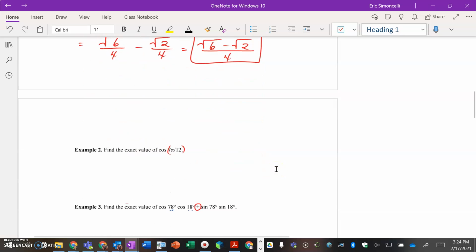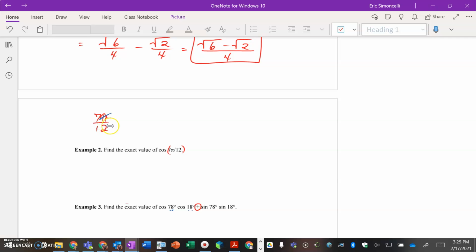All right, example 2. Find the exact value of the cosine of 7 pi over 12. So yet again, we're going to try to consider what this could be rewritten as, u plus v or u minus v. So 7 pi over 12, something to consider at first at least is what would this actually look like in degree form, since it is in radians.